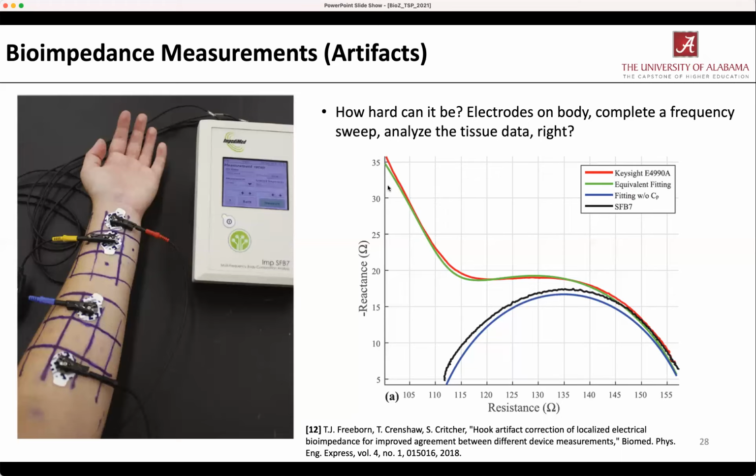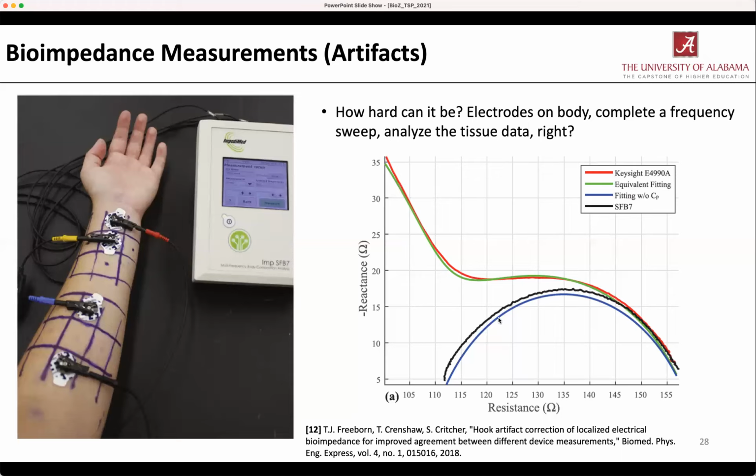Okay, so the black line, SFB7, has that arc behavior we're expecting. Keysight has that arc behavior, but then has a hook at high frequency. So a change in what looks like the reactance, and could be the resistance also, but it's hard to notice in this plot. What's different here?